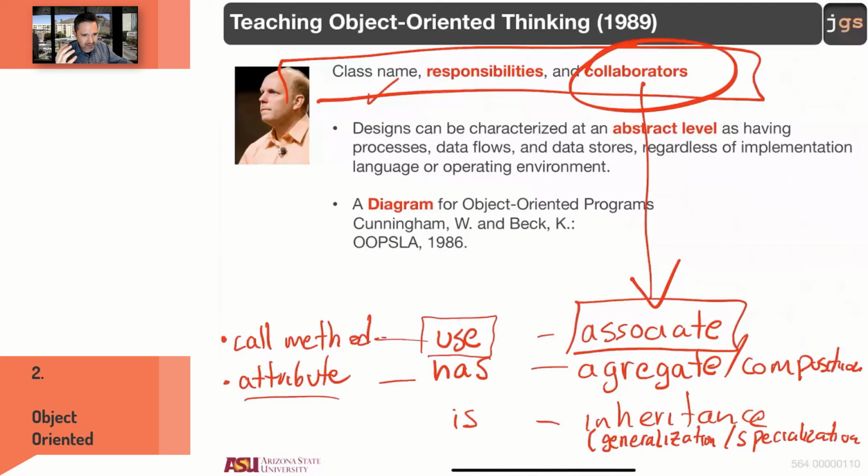So if you have an attribute and the type of the attribute is the name of another class, those two classes are connected. Those two classes are collaborating. In particular, the collaboration is an aggregation or a composition. We need to review them in detail, but calling a method, association; having an attribute, aggregation, composition; and well, inheritance is the easy one.